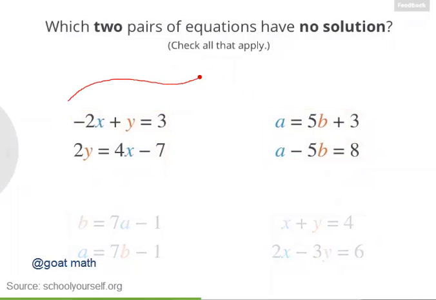Nicely done. So these two sets of equations have no solution. There are no values of x and y that you can find that will make these two equations true at the same time. And the same goes for these two equations over here. No values of a and b will make them both true.